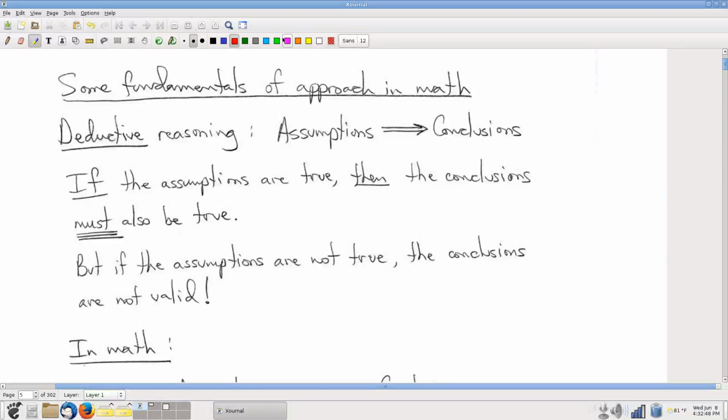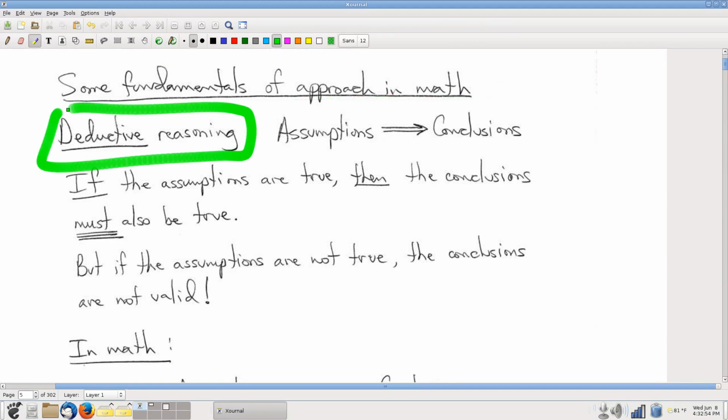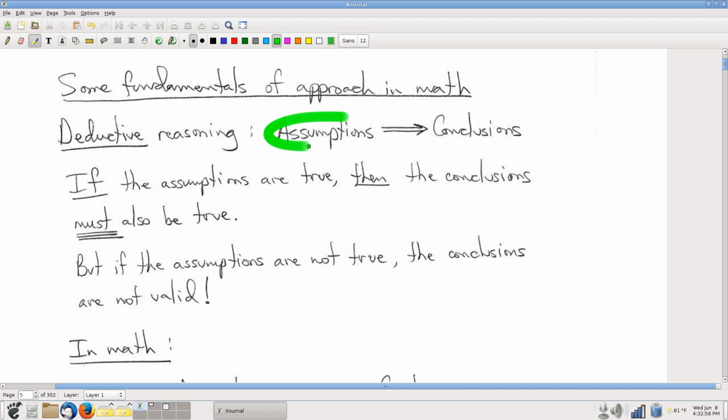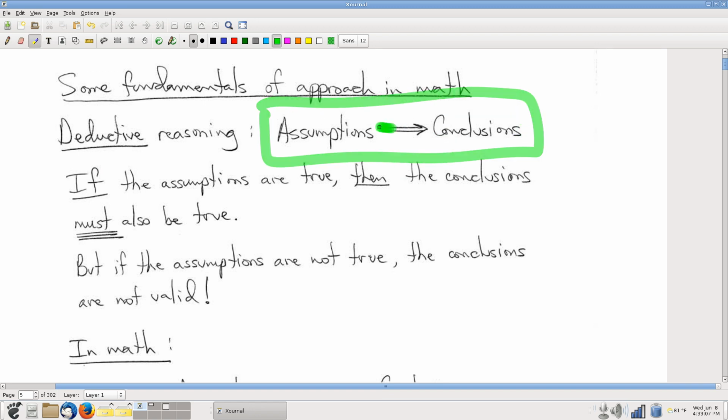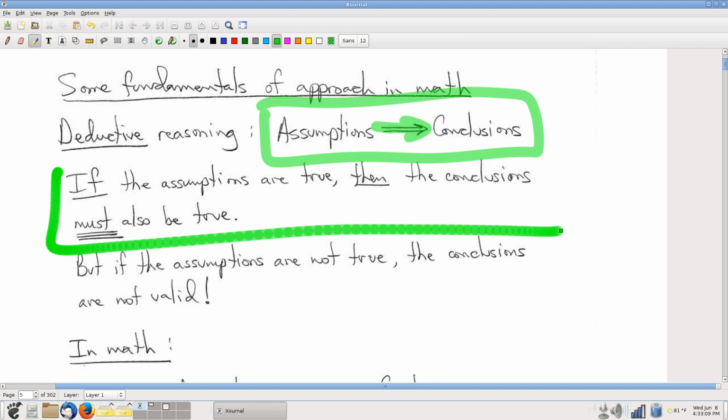So let's talk about some fundamentals of approach in math. One of the most important ideas to understand in math is the idea of deductive reasoning. This is the idea that there are certain assumptions that lead to certain conclusions, and importantly, if the assumptions are true, then the conclusions must be true. So critically, we're not talking about a correlation.